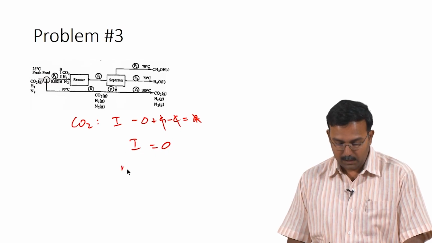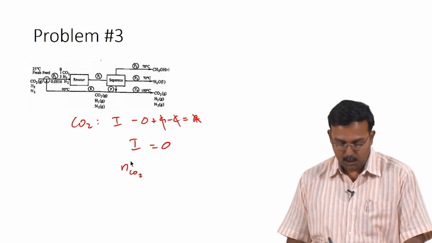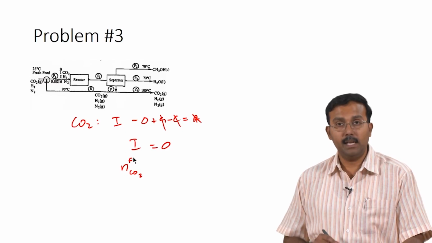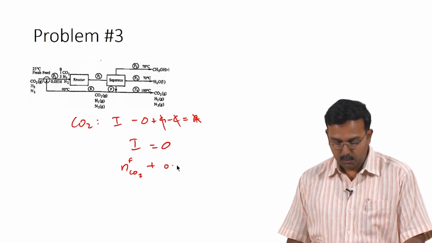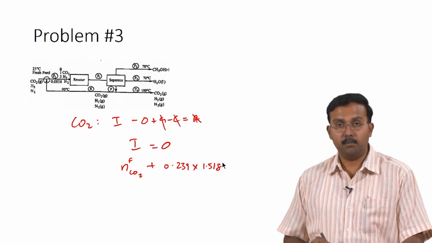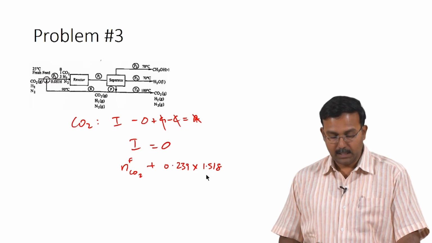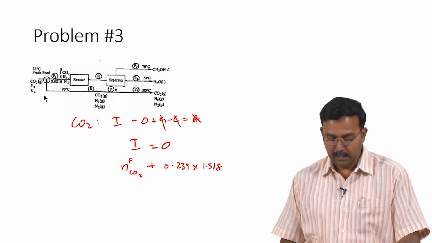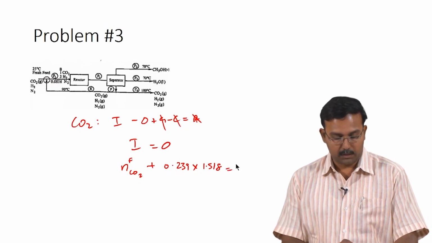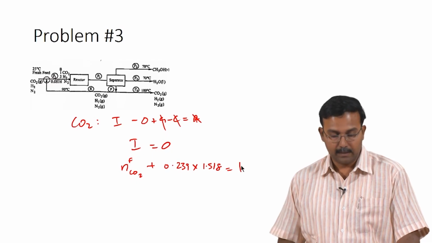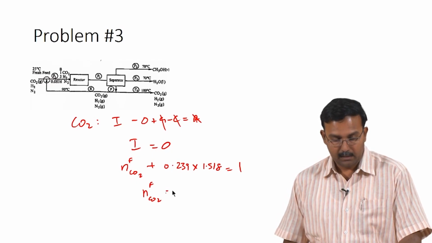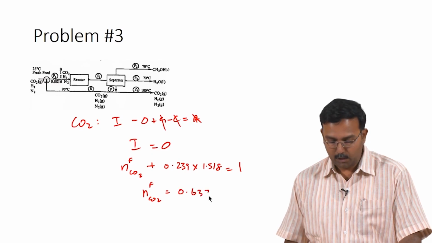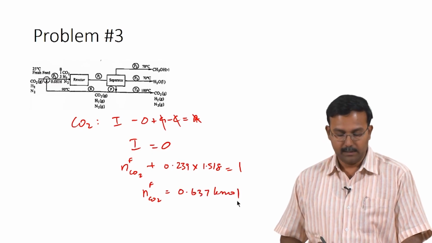You would have N_F,CO2, which is the carbon dioxide entering through the fresh feed, plus 0.239 times 1.518, which is the number of moles of carbon dioxide entering through the recycle stream, equals the total number of moles of carbon dioxide in the gross feed, which is 1. So, this means the fresh feed would contain 0.637 kilomoles of carbon dioxide.